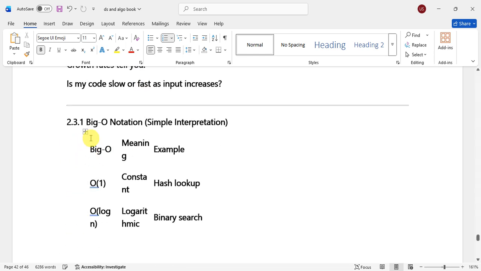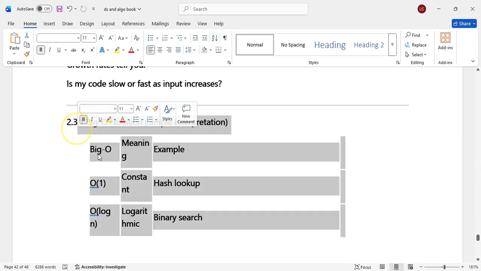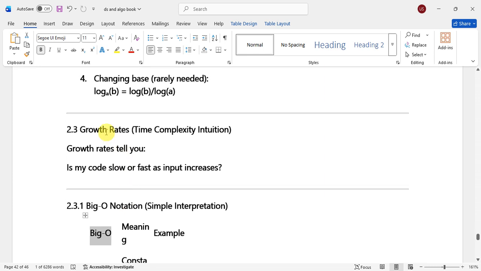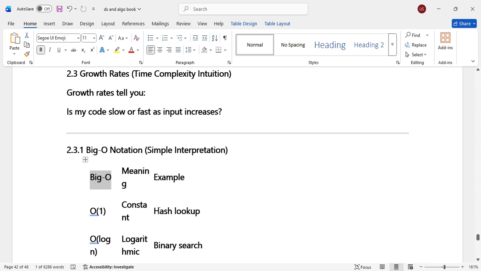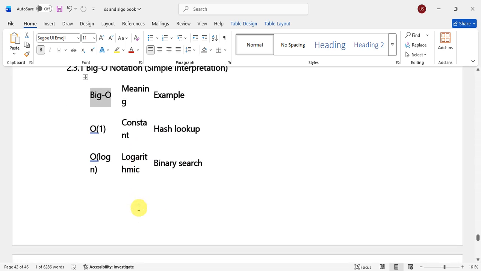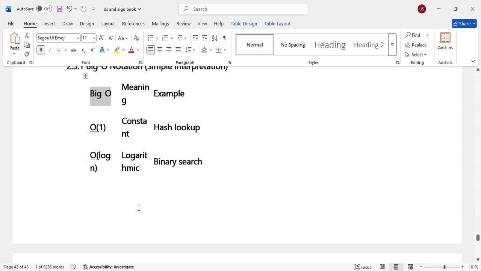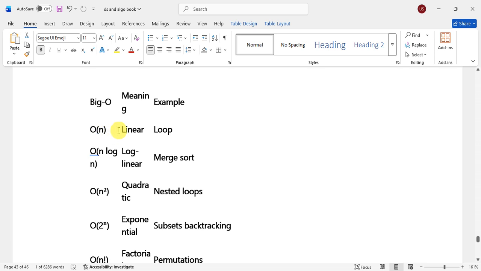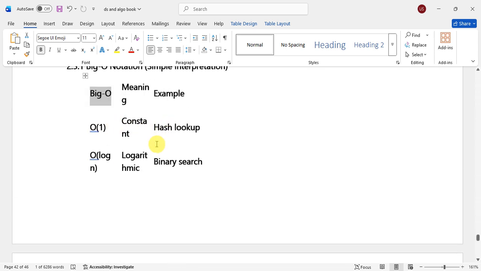Now Big O. Big O is basically the maximum amount of time, and it tells the growth rate of our algorithm. So Big O is the maximum amount of time our algorithm will take to run a particular task. O(1) is constant, O(log n) is logarithmic, O(n) is linear.